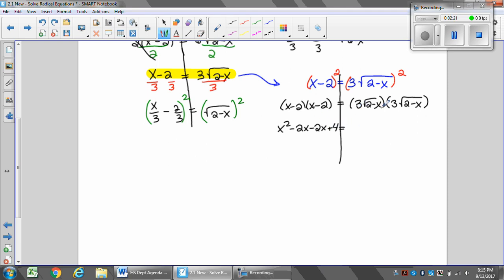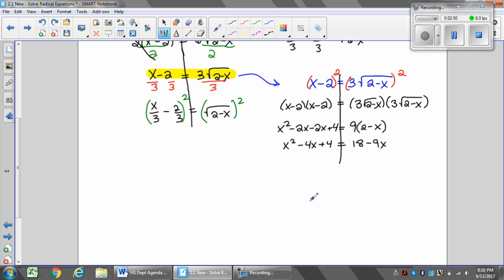On the right side, coefficient times coefficient, 3 times 3 is 9. Radical times itself is just what's under the radical. But remember, I need my parentheses because otherwise I will not distribute the 9 and it will come out wrong. Let's combine like terms. Distribute the 9. Now I have a quadratic.